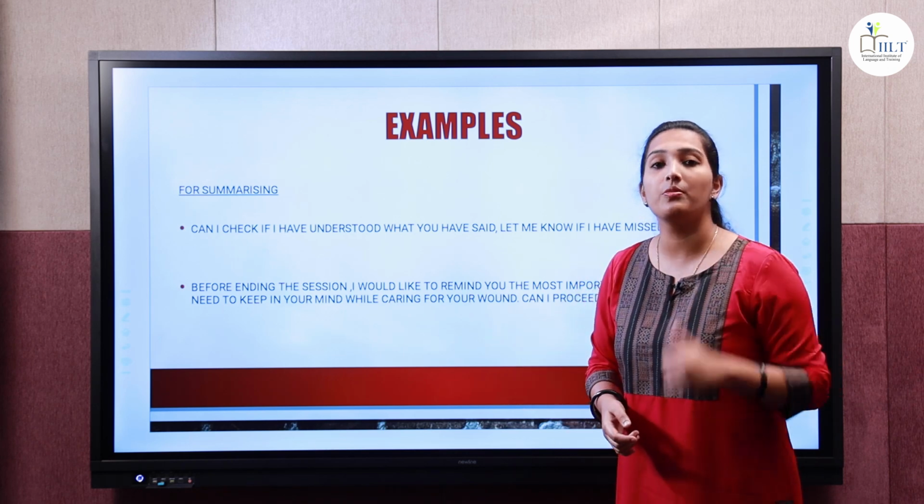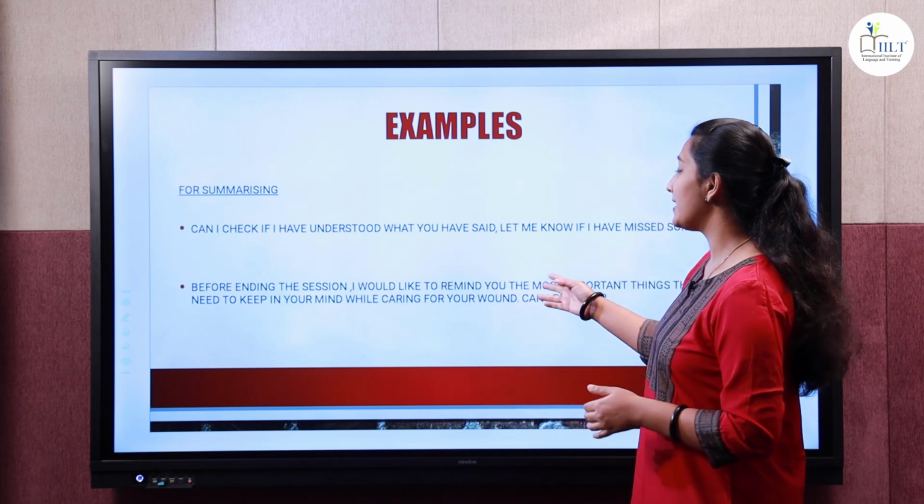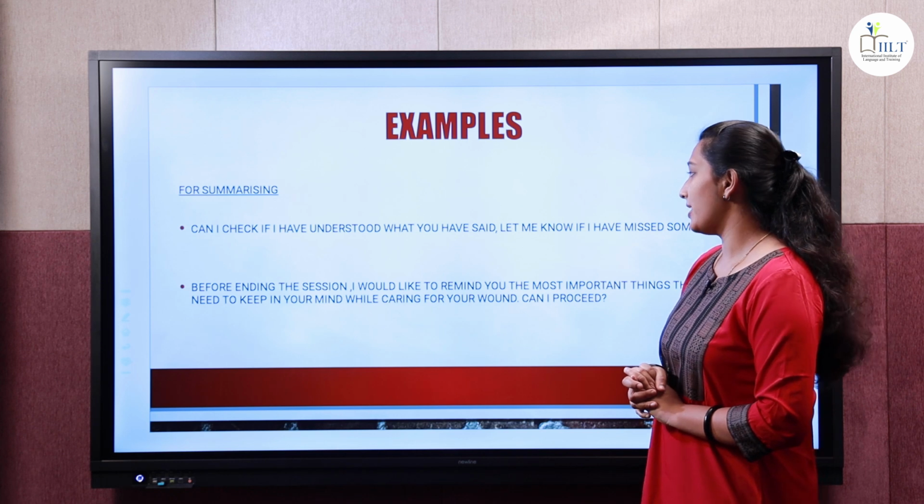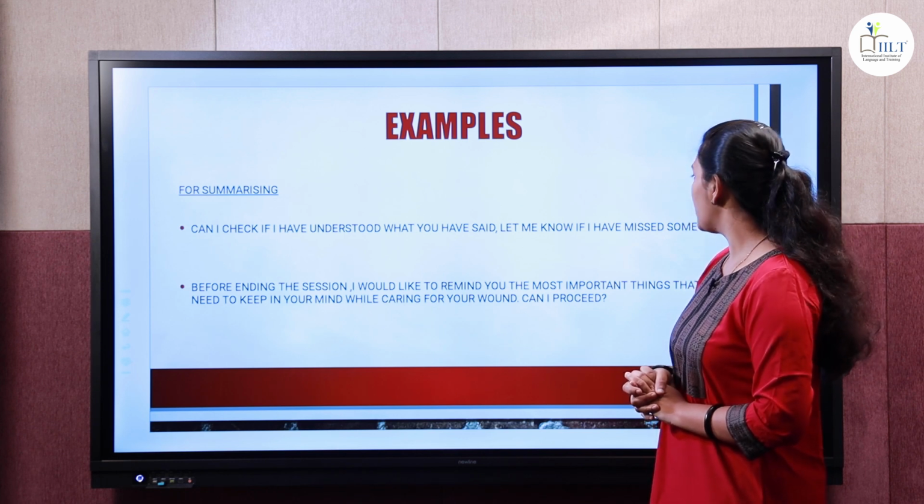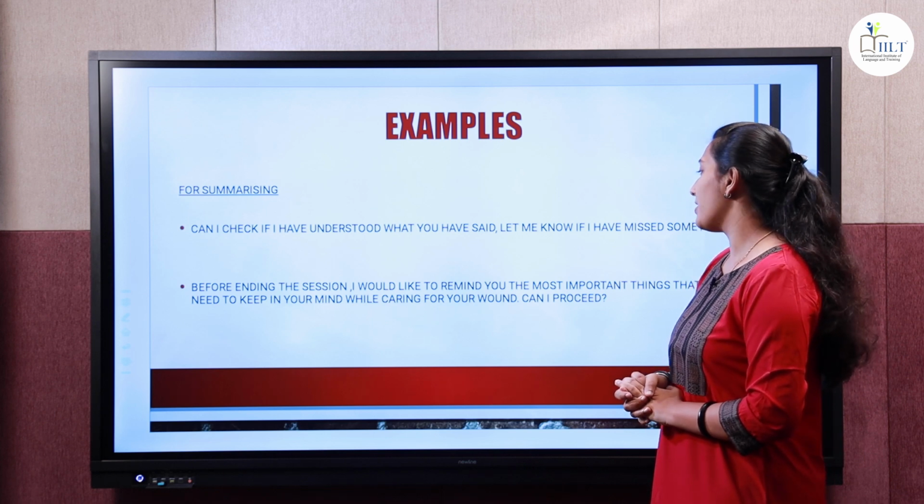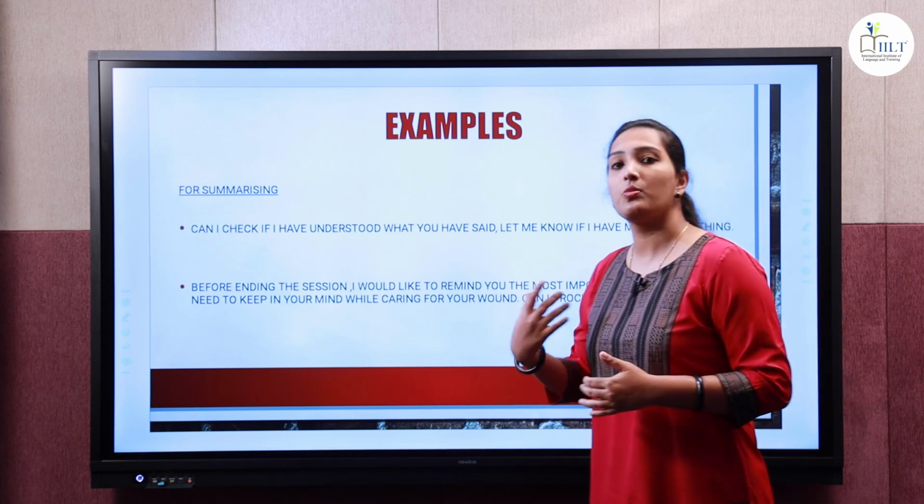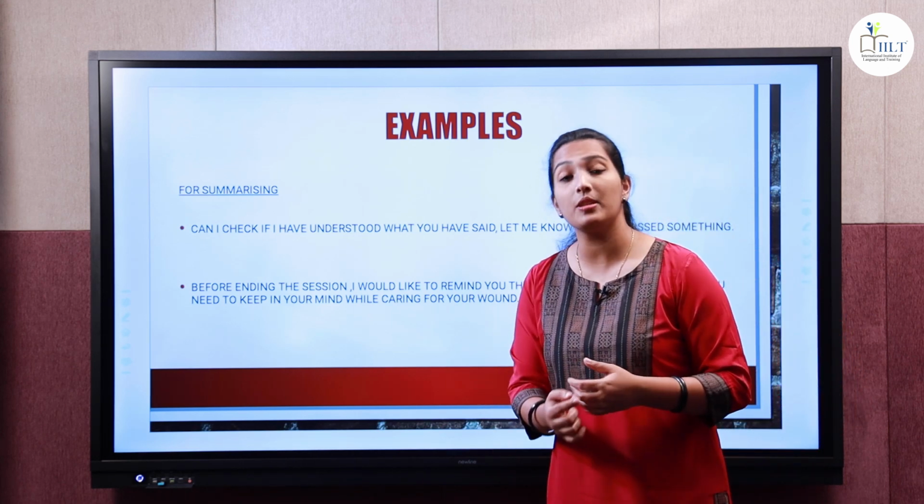See, a very good way of signposting. Okay, it's in a summarizing manner. Then see another way. Before ending the session, I would like to remind you the most important things that you need to keep in your mind while caring for your wound. Can I proceed? See, he wants to talk something about wound care again. He wants to reinforce the patient.